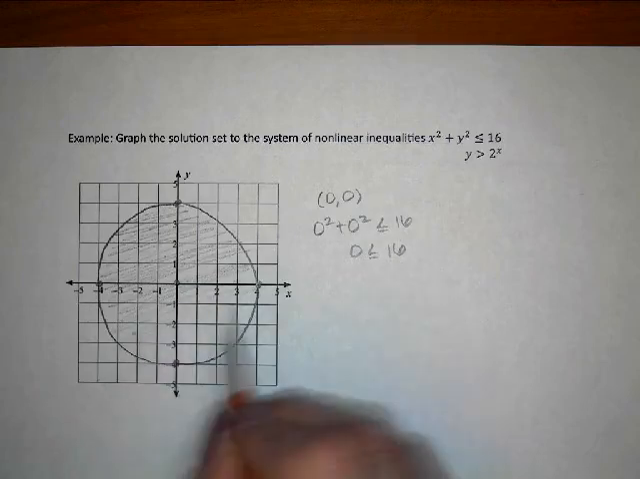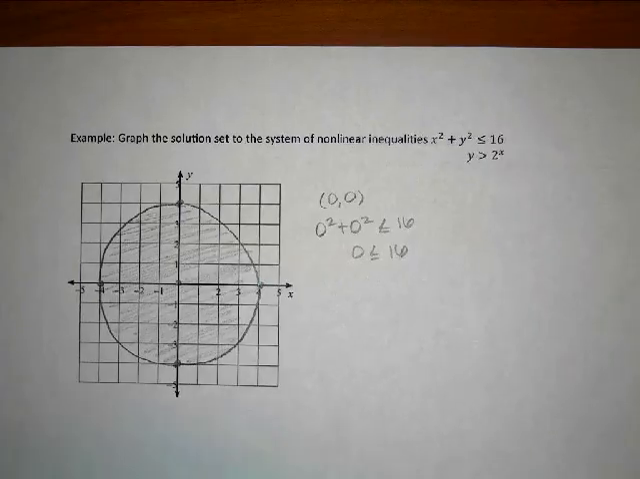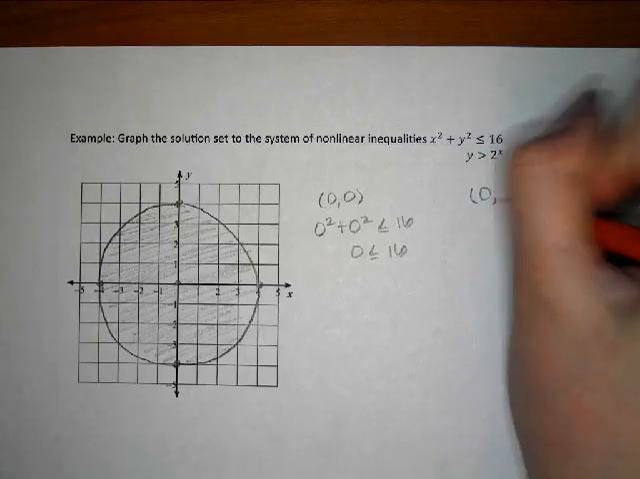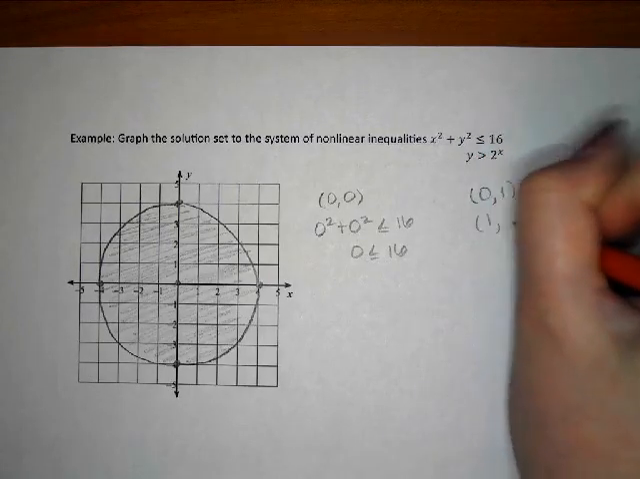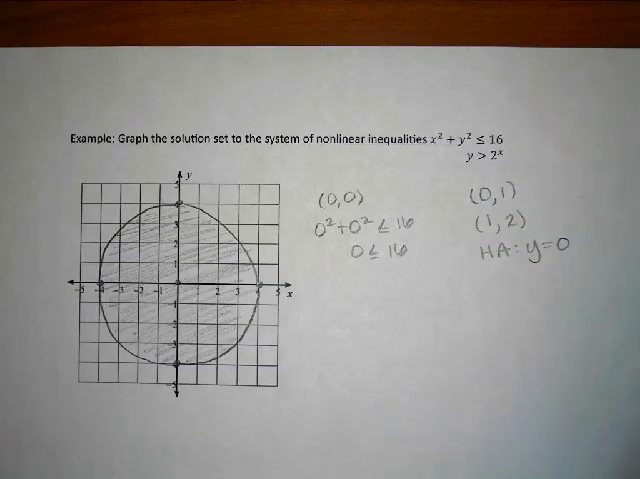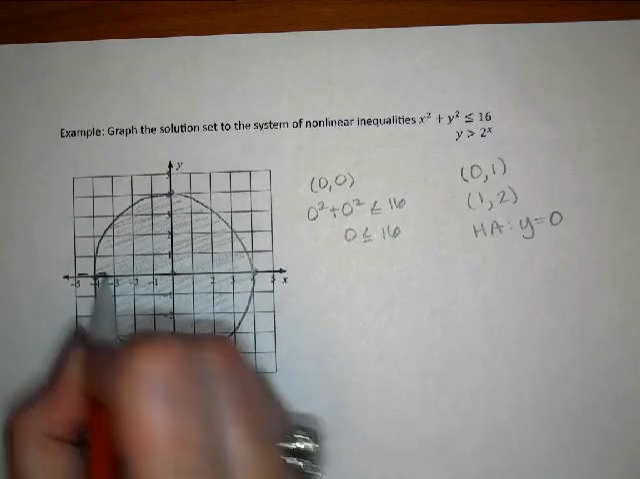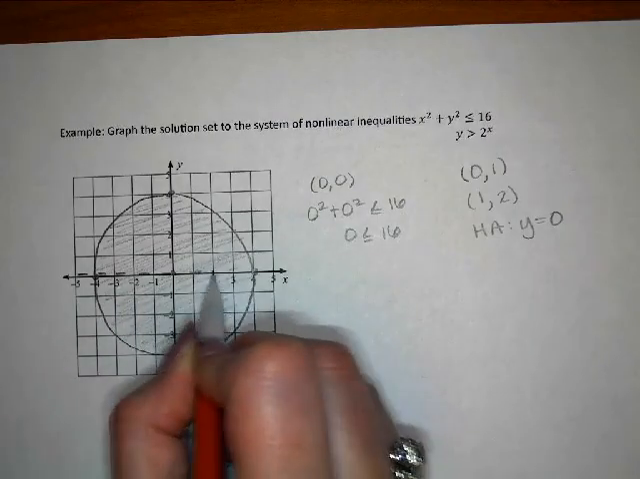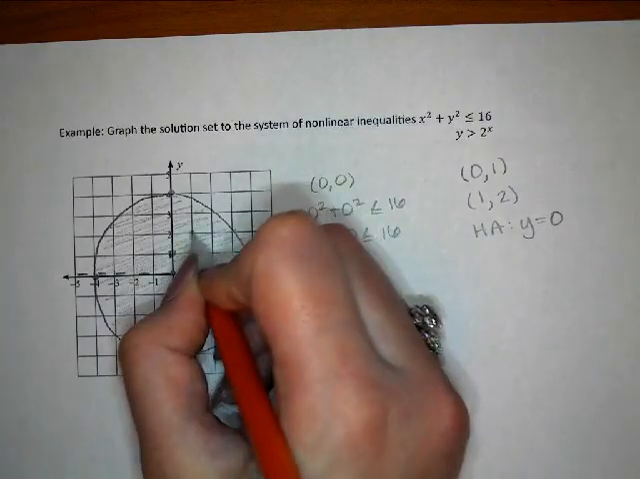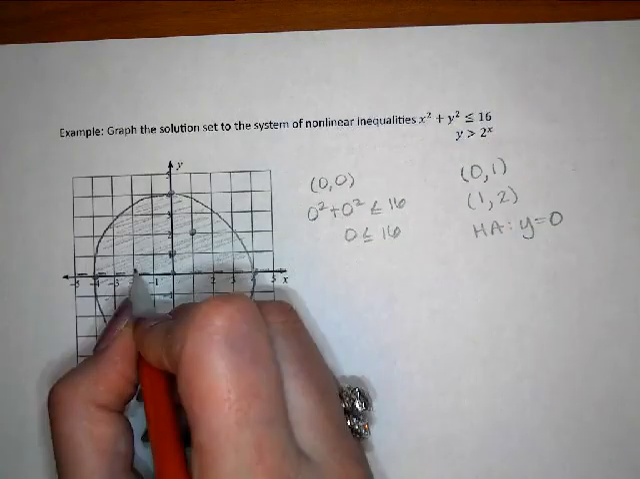Over here we have an exponential equation. And I know with exponential equations that the points that I use are 0, 1 and 1, the base. And then I know I have a horizontal asymptote at y equals 0. So I'm going to go ahead and graph that. Horizontal asymptote at y equals 0. The point 0, 1 and the point 1, 2. And then this curve does not have a solid line, it does not have equal to, so I'm going to draw this with a dotted line.